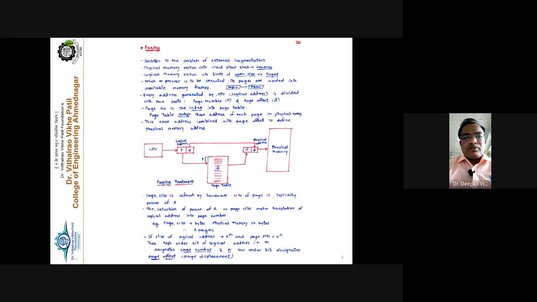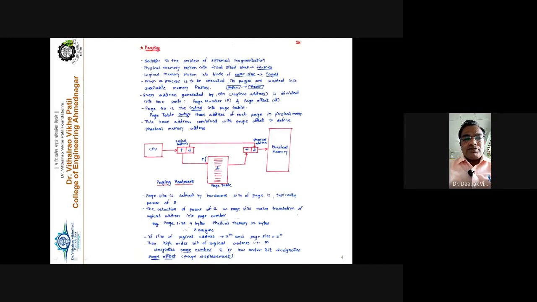Say for example, a process P1 is there, and the logical address space of that particular process P1 is divided into fixed size pages. Say P1 requires page number 0, page number 1, page number 2, page number 3. These are the 4 pages required. To execute the process P1, all 4 pages, 0 to 3, must be loaded inside the frames. And this frame number we can get from the page table. So the page table gives us the corresponding page number and its corresponding frame number.